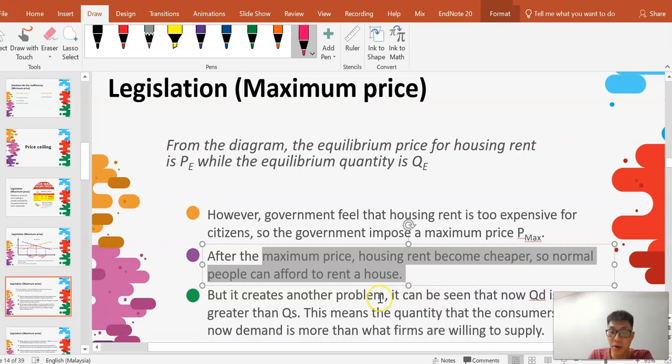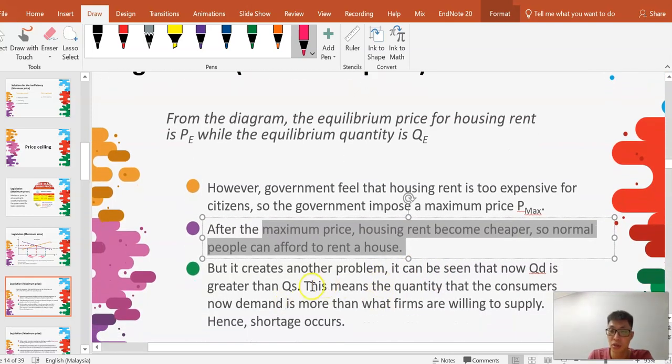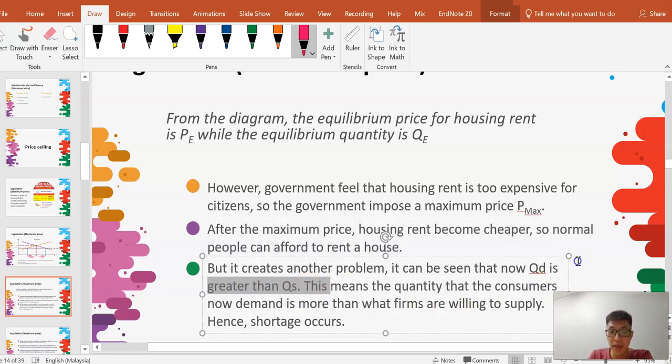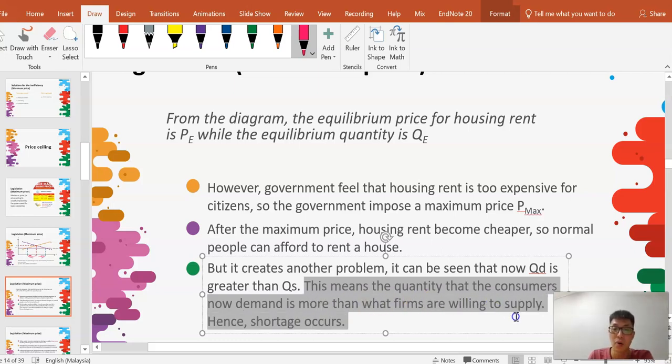But this creates another problem, which is the shortage problem. This means that the quantity demanded, the quantity that the consumers want to demand, is more than what the firms want to supply. Hence, shortage.